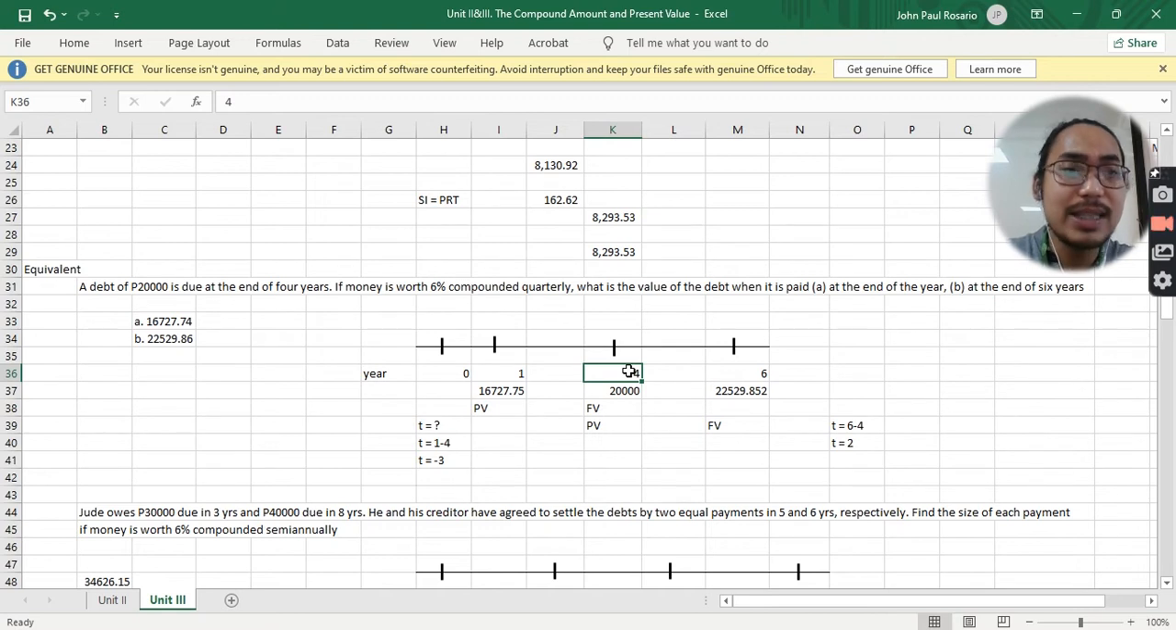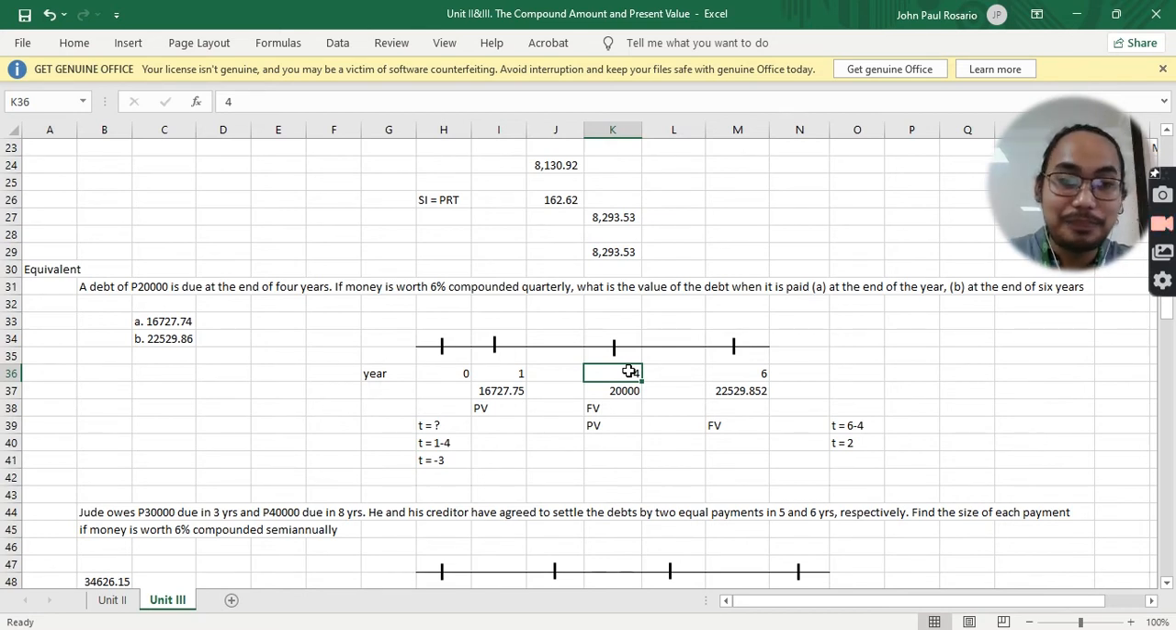Assuming that instead of paying it 4 years from now, how much should you pay 1 year from now that would still extinguish the debt? That would still render it paid even if you will not pay 20,000 pesos. So how much would you save on interest? If you would pay it earlier, you don't need to pay the interest for the remaining 3 years, right? From 4 years, you will be paying 3 years earlier.